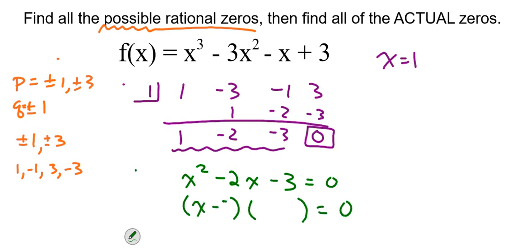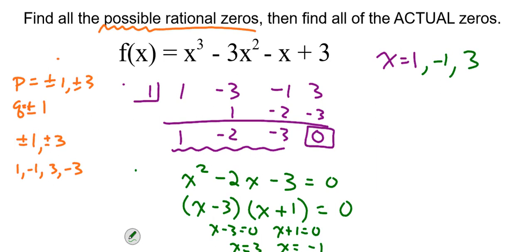We're going to factor. I'm going to use what? Negative 3 and positive 1. So we know that our remaining zeros will be 3 and negative 1. So our zeros are x equals 1, negative 1, and 3. Could you write it as plus or minus 1, comma 3? Sure you can. I'm not sure which way WebAssign will want you to do it. But there we go. We found all the actual zeros.